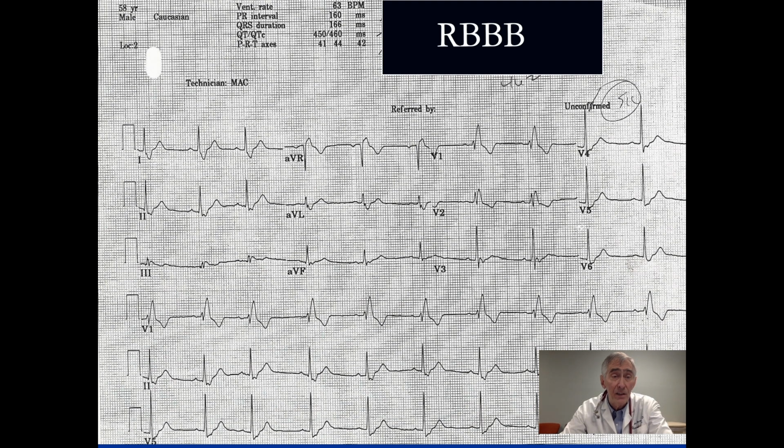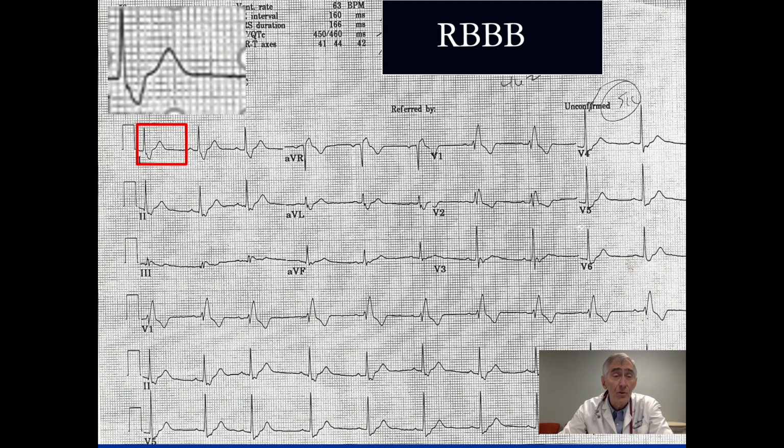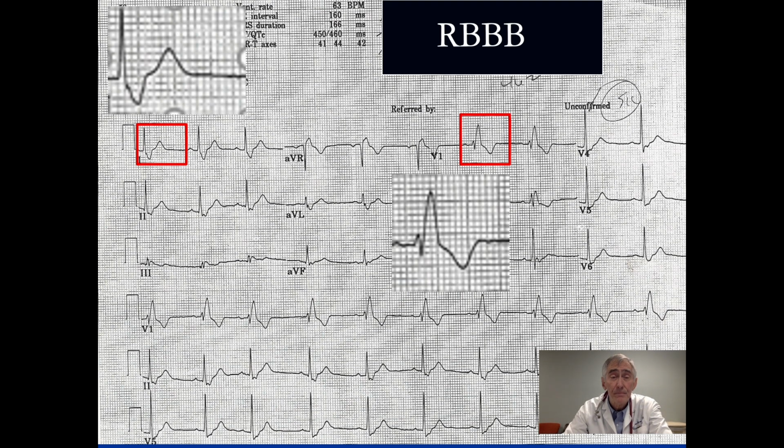And it has a deep slurred S wave right here, and it has an RSR prime, and it has a deep slurred wave here. And if I show you this, notice that deep slurred S wave there, and over here we have another S wave, but here we have an RSR prime.